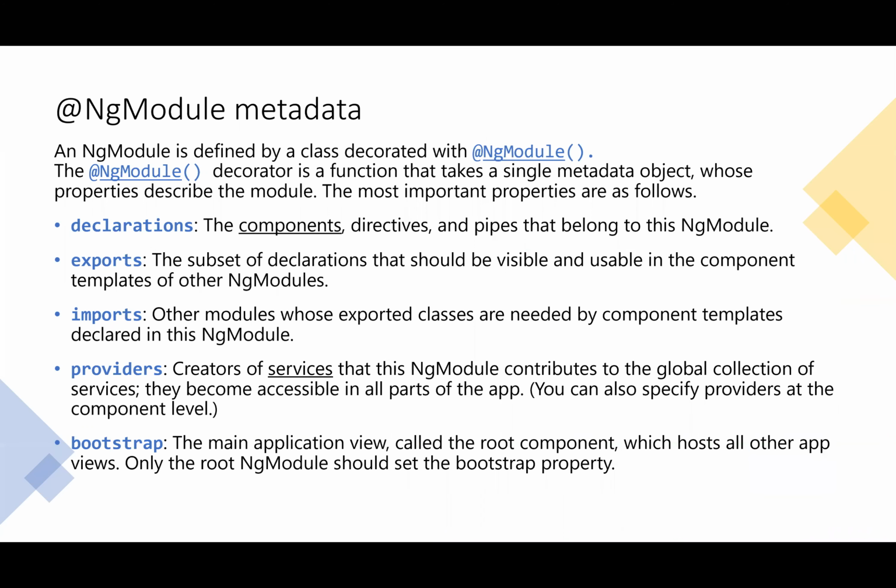Okay, NgModule metadata. It's defined by a class that is created with this one, as I showed you before. And it's a function that takes a single metadata object, whose properties are the following. The most important properties are declarations, exports, imports, providers, and bootstrap. So the declarations are where you put all the components, directives, and pipes that belong to this NgModule.